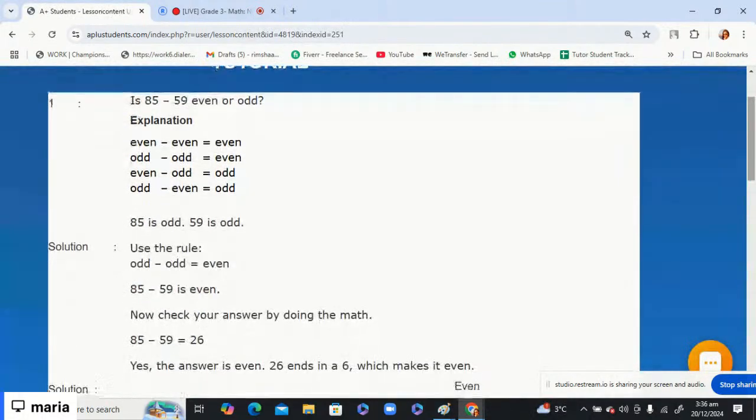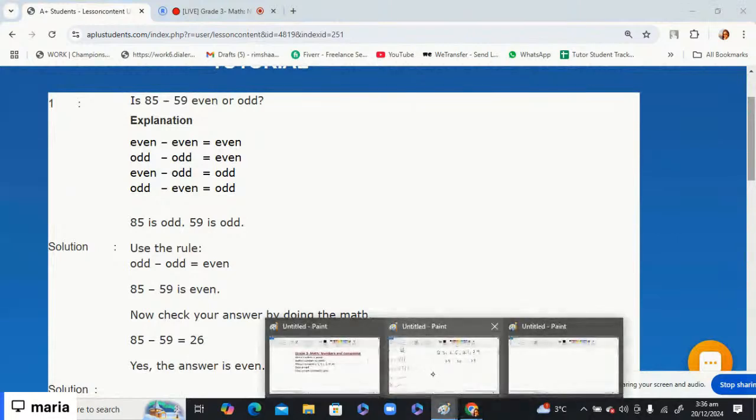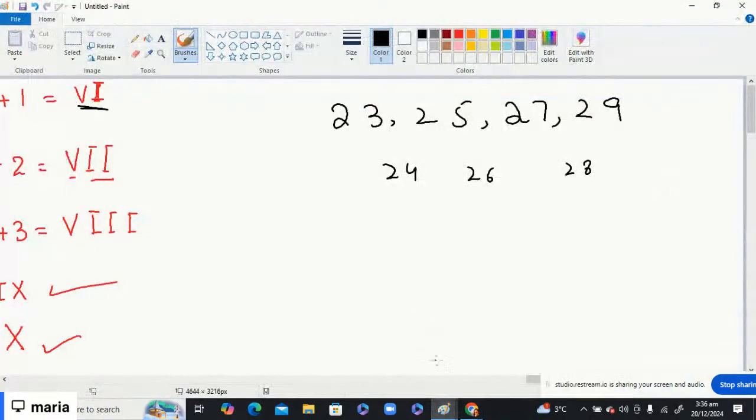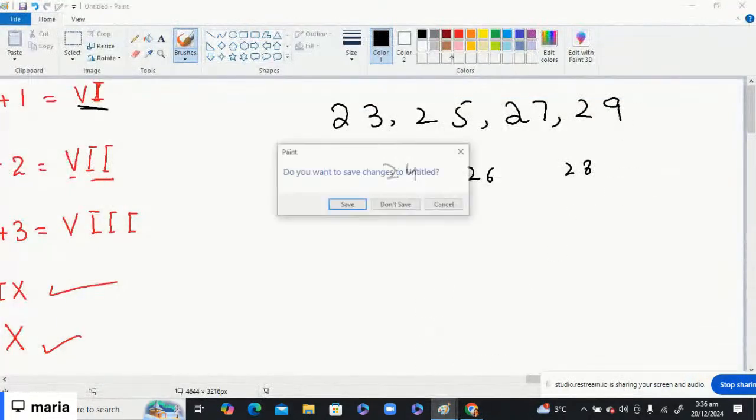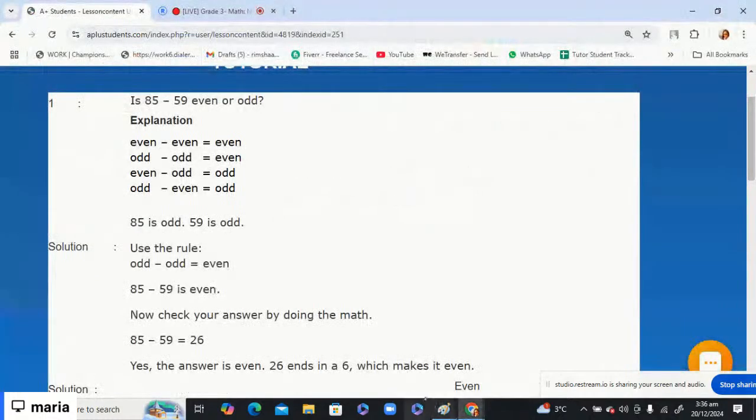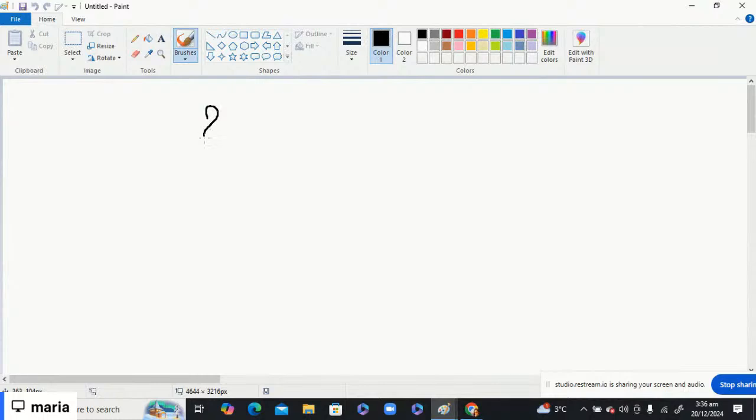So here, let me just tell you. For example, if there are two even numbers, like here is 10 minus 8. 8 is even, 10 is even. When you are going to subtract two even numbers, then the answer, sorry, 10 minus 8.